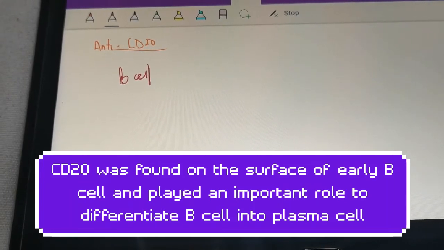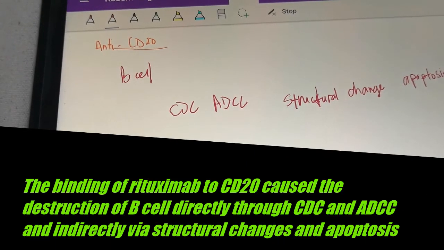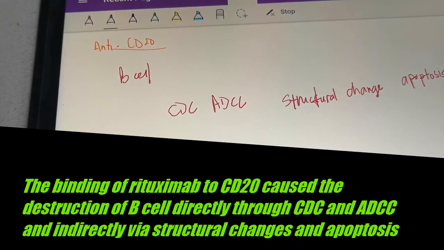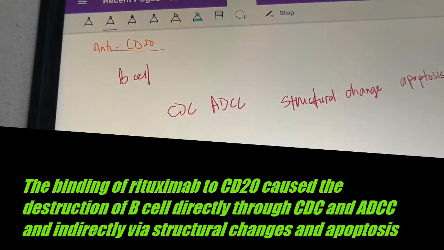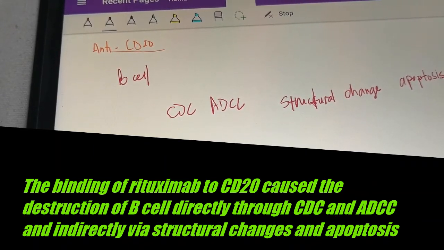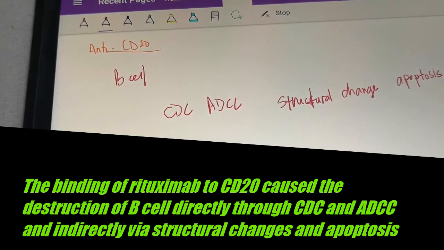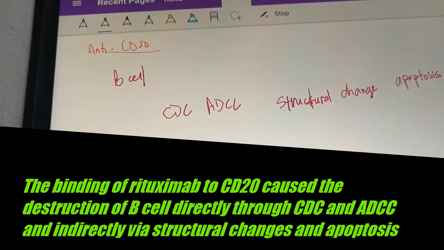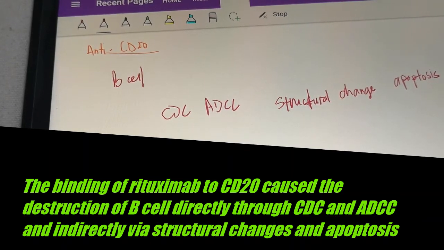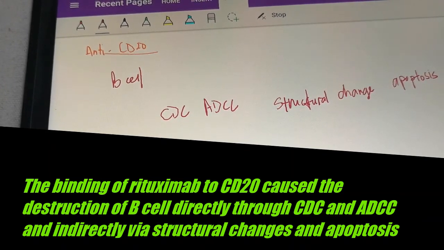CD20 was found on the surface of early B cells and plays an important role in differentiating B cells into plasma cells. The binding of the anti-CD20 monoclonal antibody to the CD20 causes the destruction of the B cell directly through CDC and ADCC, and indirectly via structural changes and apoptosis.